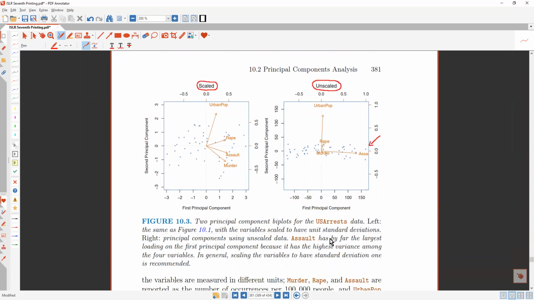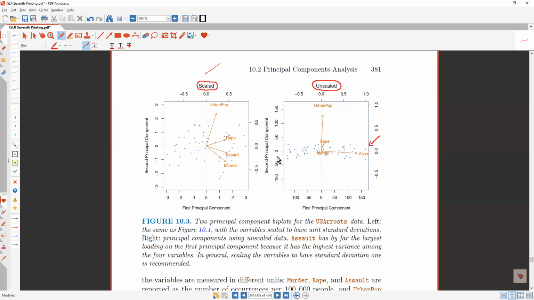So here we have the unscaled. Let's start with the scaled. We have the scaled over here. This is the components analysis we just looked at. It's the same biplot. Well, look at what's happening in this plot. We just looked at it, right? We have rape, assault, and murder, and urban pop. If we were to unscale the data, if we hadn't scaled the data, now look what happens over here.